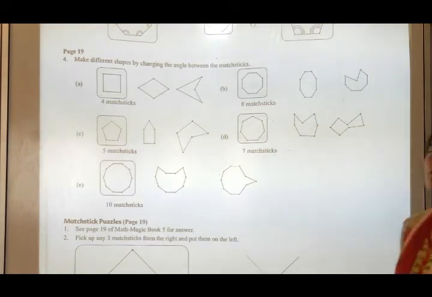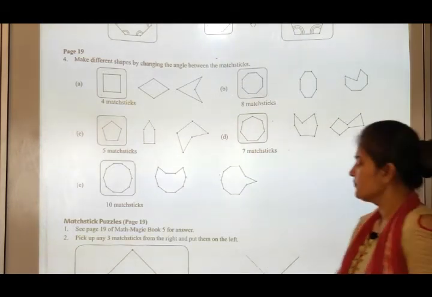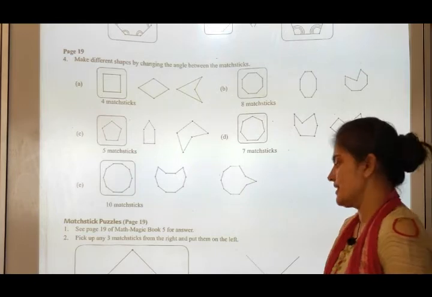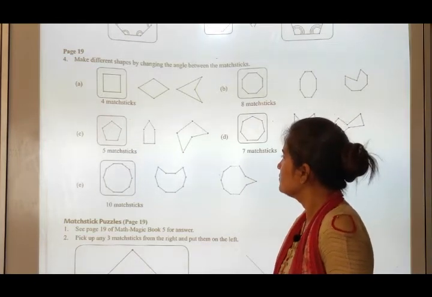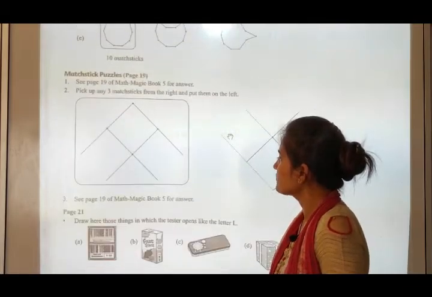These two shapes you have to draw on your own. You can draw some other shapes also, but they should have 8 sides. Now next.